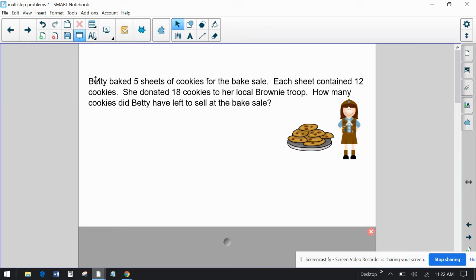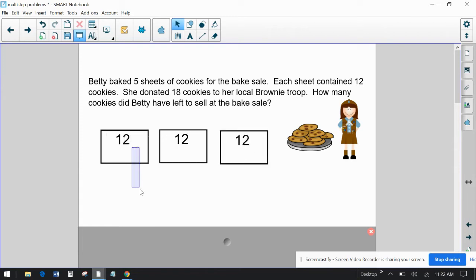Okay, so let's picture this. Betty baked 5 sheets of cookies for the bake sale. Okay, I can picture 5 trays. Each sheet contained 12 cookies. So you might make a rectangle like this with 12. And since there are 5, each rectangle representing a sheet, 1, 2, 3, 4, 5. It's not working. There we go. So these are the 5 cookie sheets with 12 cookies on each sheet.